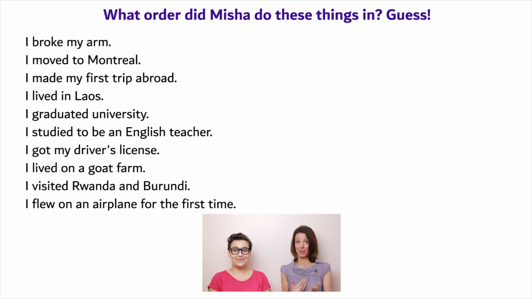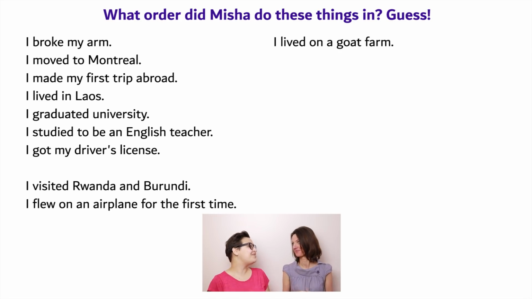Okay, now our job is to figure out what Misha did first, second, third, all the way to the end. So I'm going to say that the first thing of this list that you did was live on a goat farm. You lived on a goat farm first. You're right. When I was really little, like a baby until maybe 2 years old, I lived on a goat farm. Good one. And I'm going to say that the very last thing you did was that you lived in Laos. Yeah, you got it.